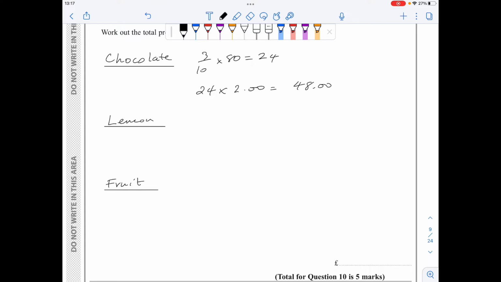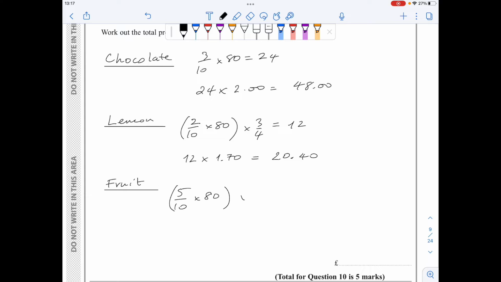Then for the lemon cakes, 2/10 of 80 are the lemon cakes made, but only 3/4 are sold. So I've got 12 lemon cakes. Each one is sold at a price of 1.70, so the amount received is 20.40. And finally for the fruit cakes, 5/10 of 80 is the number of fruit cakes made, times 7/8, which is the number sold, that's 35. 35 times 2.40 will give me 84 pounds.